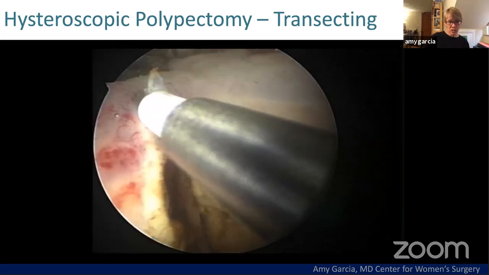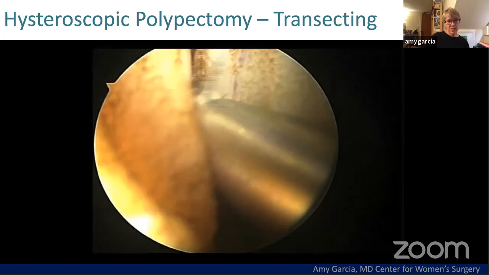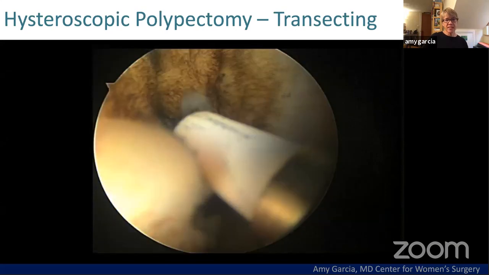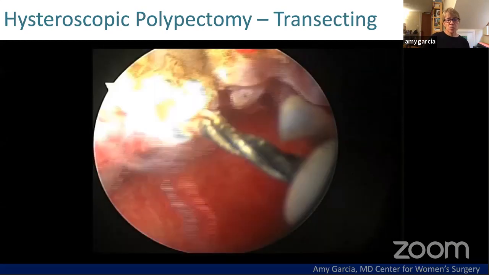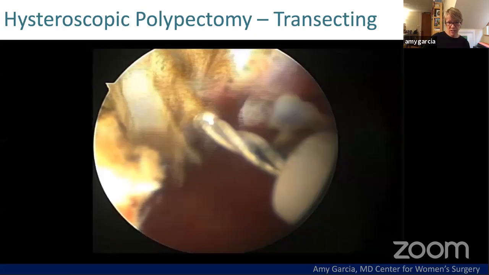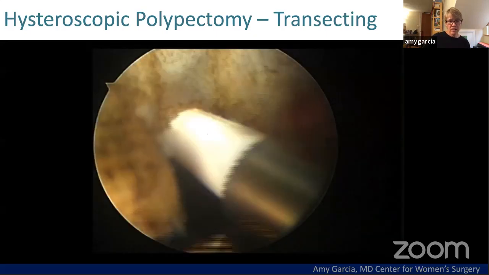I can do this with scissors. If I didn't have this instrument, this would take a long time with scissors just because of the density of the tissue. And this might not be a polyp that I chose to remove in the office simply because of the time required with a set of scissors.